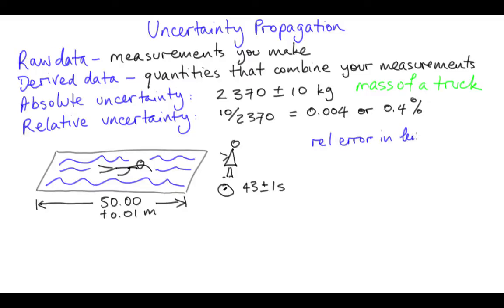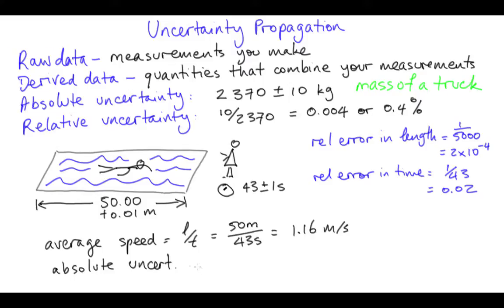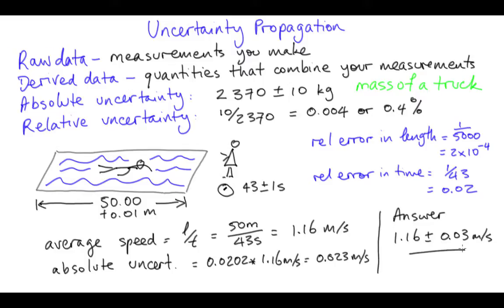The relative errors are 2 times 10 to the minus 4 in the length and 2 times 10 to the minus 2 in the time. My average speed for swimming this length of the pool is then 50 over 43, which is 1.16 metres per second, with a relative error of 2 hundredths. The error in the length is so small it doesn't really contribute. Now I can use this to calculate the absolute uncertainty to be 0.023 metres per second, so we'll report the result as 1.16 plus or minus 0.03 metres per second.